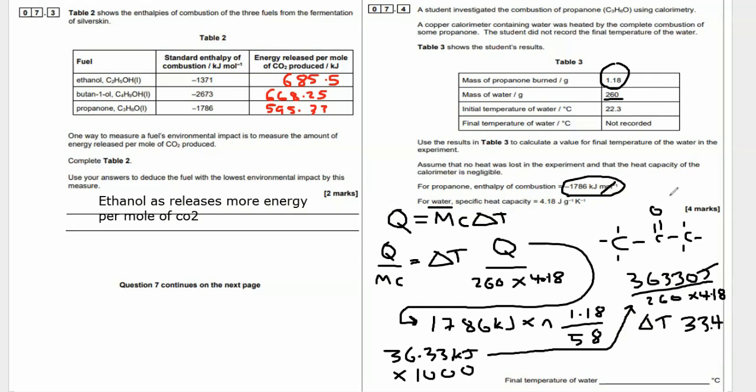Now we still got one more mark. We need to take the initial temperature, add that to the change in temperature, and that will give us our final temp. So 22.3 plus 33.4. So add that to 22.3, and we're going to get 55.7. And if you can follow that, you're a genius.